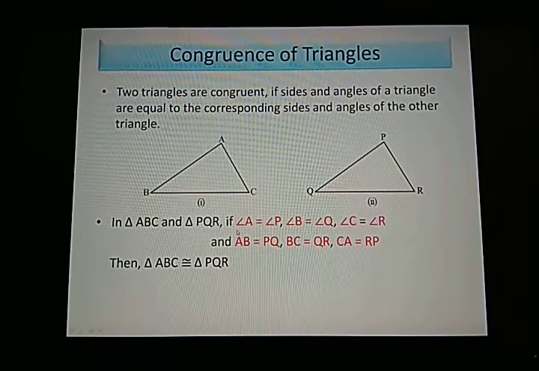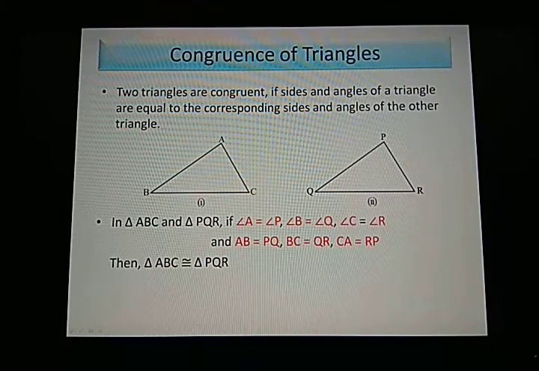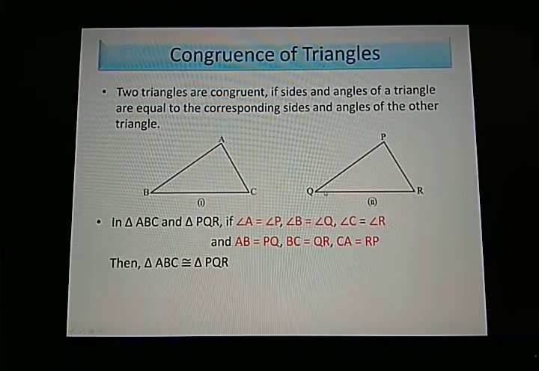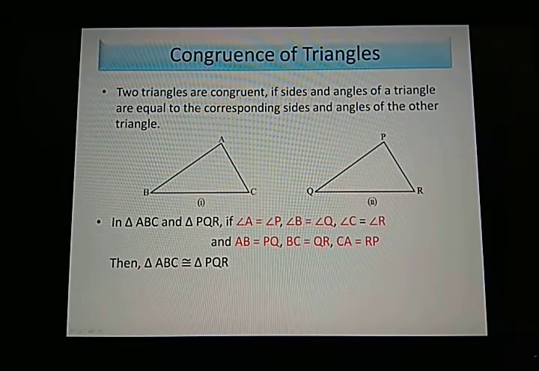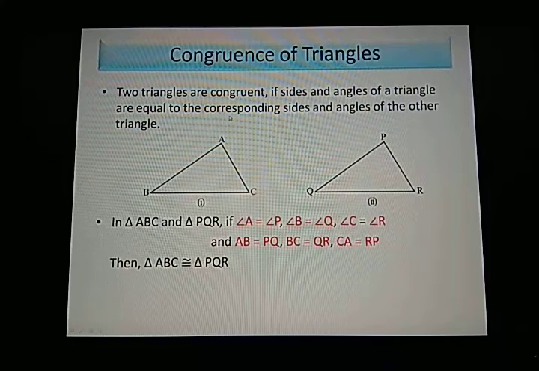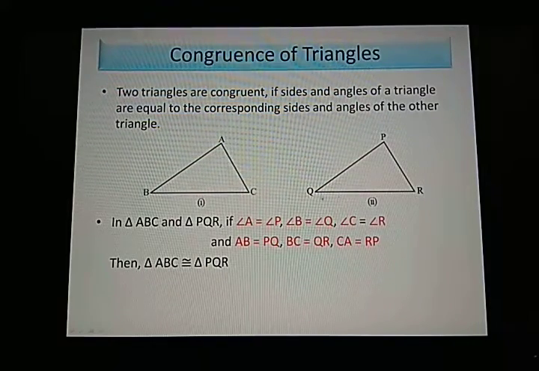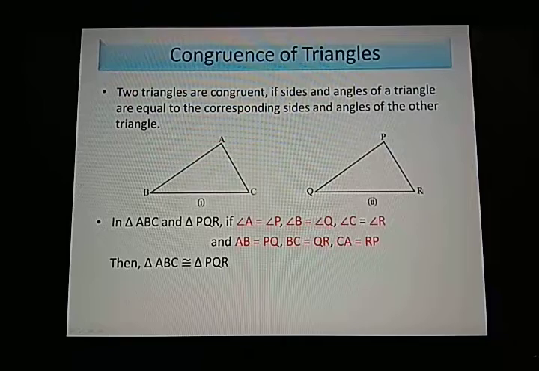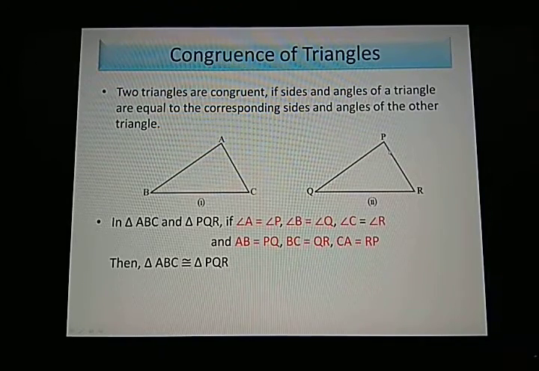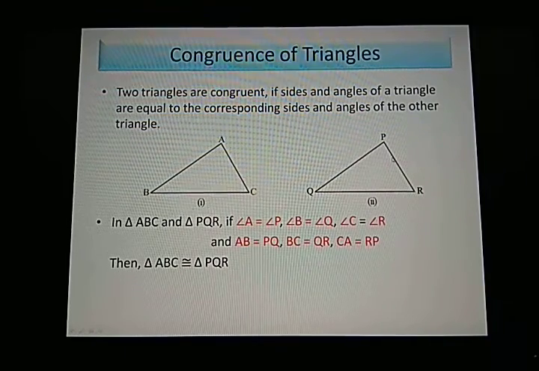Now, one interesting question is why we have written angle A to angle P. We could have written angle A to angle Q also. No, we can't write it, because to show the congruency, as written here, it should be the corresponding side or the corresponding angle. Now angle A corresponds to angle P. Angle B will correspond to angle Q. Angle C will correspond to angle R. Similarly, side AB will correspond to side PQ, side BC will correspond to side QR, and side CA will correspond to side RP. Clear? Only then can we say that both these triangles are congruent to each other.